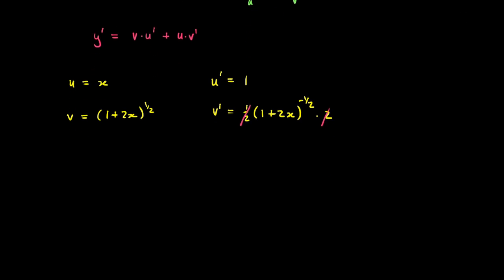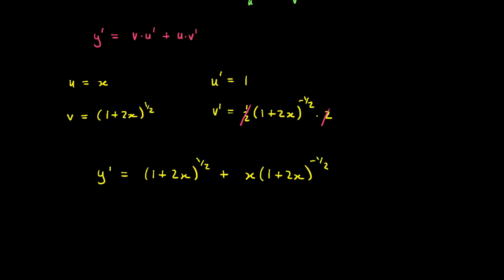Okay, so then I just need to substitute in. So y prime is equal to v times du, so that's (1 plus 2x) to the power of a half, plus u times dv, which is going to be x times (1 plus 2x) to the power of negative half.